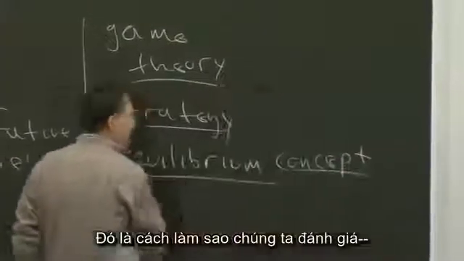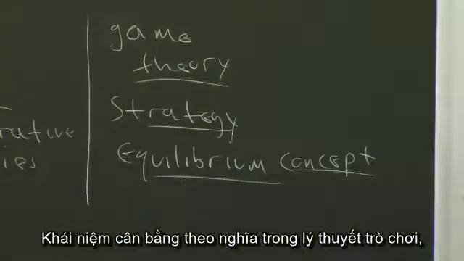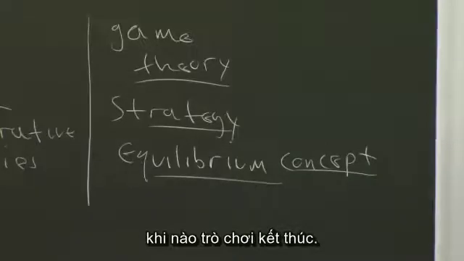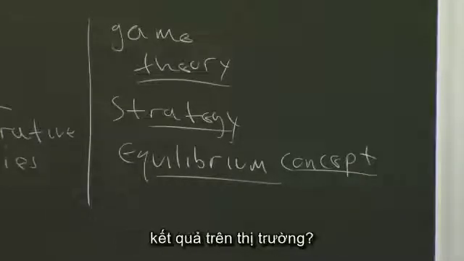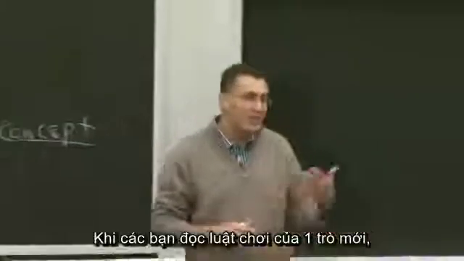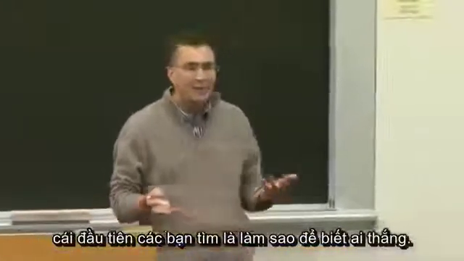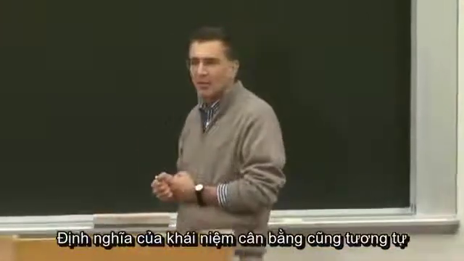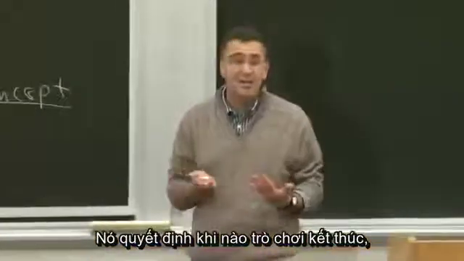which is how do we measure. Essentially, the equilibrium concept is, in game theory terms, think about how we determine when the game's over. How do we determine when we've decided on the outcome of a market? What's the equilibrium concept? When you're reading the rules of a new game, the first thing you look for is how do you decide who wins? That's kind of what the equilibrium concept is. It's what determines whether the game has ended.